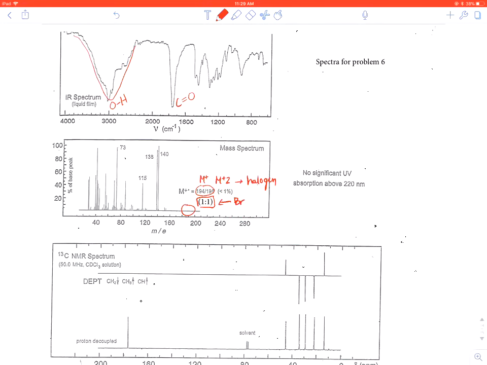Okay, so Br weighs 79 or 81. Does not matter which of those isotopes you use, but you must use the appropriate mass. So bromine weighing 79 is responsible for the molecular ion at 194. Bromine weighing 81 is responsible for the molecular ion at 196.